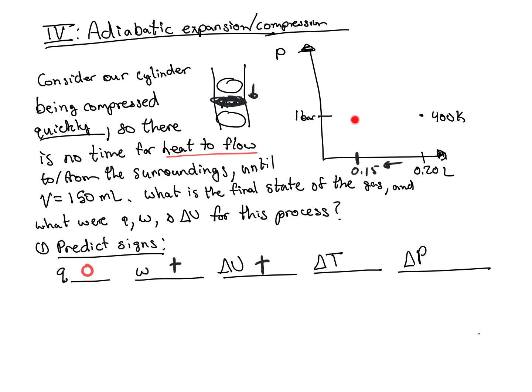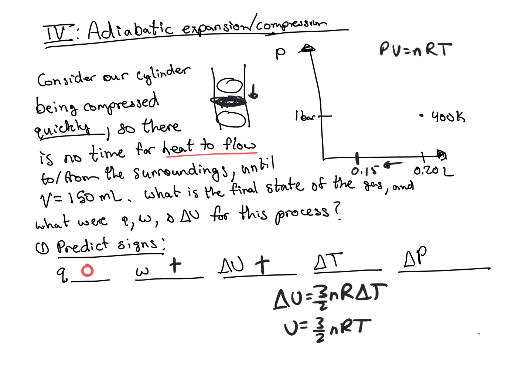Okay, some other ones here. Delta P, we're compressing the gas, that's decreasing its volume, and again, we're assuming ideal gas law behavior, so PV equals nRT. So the reduction in volume is going to cause an increase in pressure, all else being equal. I guess we should check what the change in temperature is first. For the change in temperature, we remember that for a monoatomic ideal gas, we have U equal to 3/2 nRT, and so delta U is 3/2 nR delta T. And so since we know that U increases, then T has to increase as well.